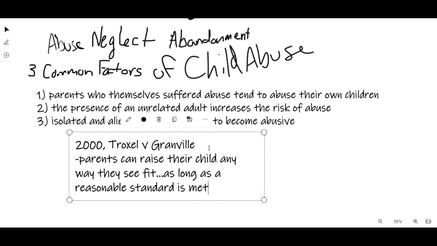And this is where the second part of it comes in. As long as a reasonable standard is met. So in Troxel versus Granville, parents are allowed to decide how they want to raise their children, but they have to meet some sort of reasonable standard, some kind of minimal point allowed. So you can't just beat your child. Like, if you're denying them safety and security, then yeah, you aren't allowed to raise your child that way.